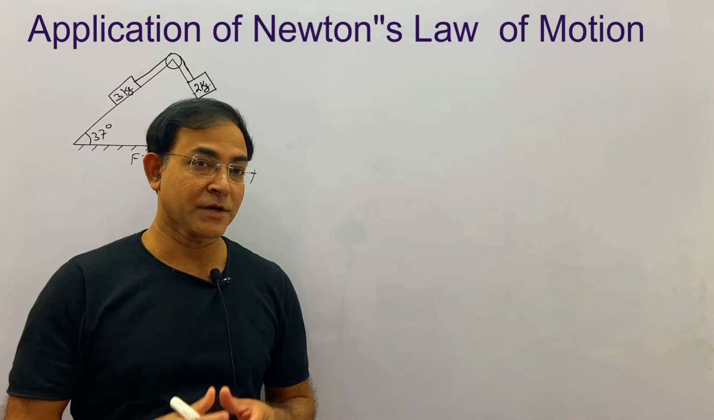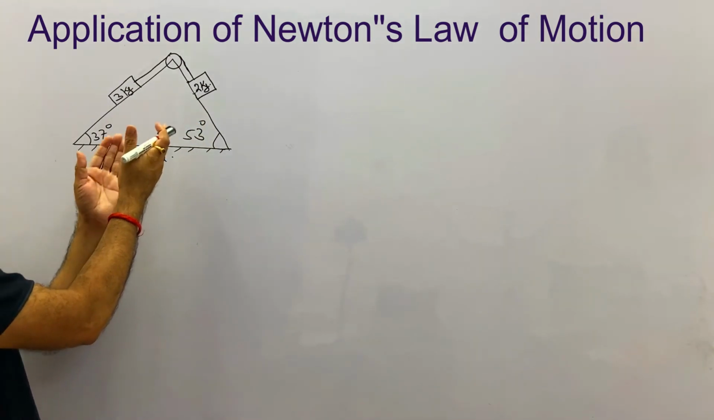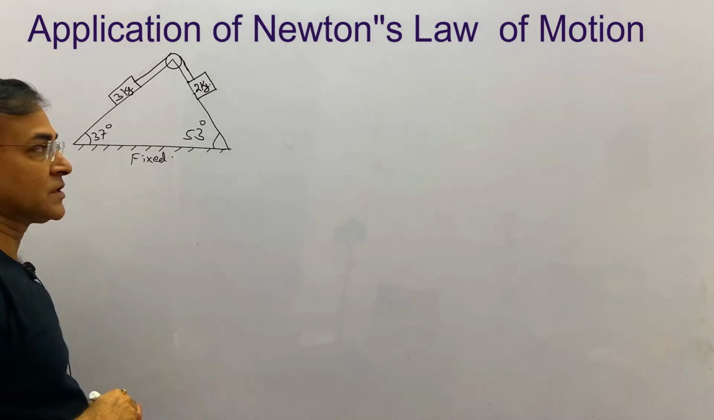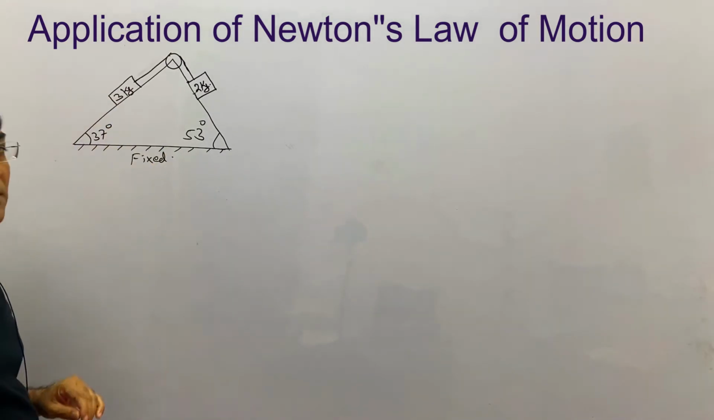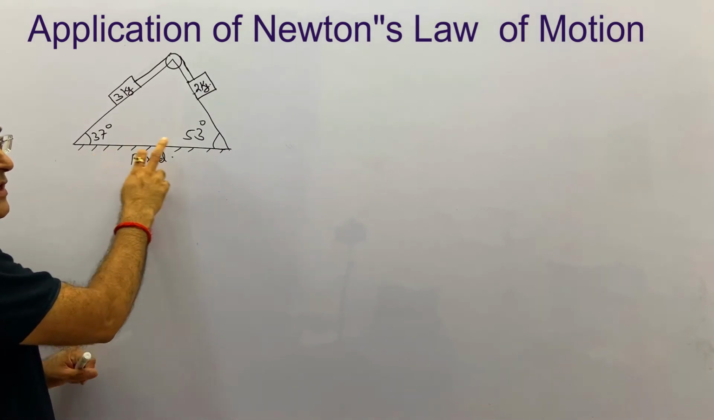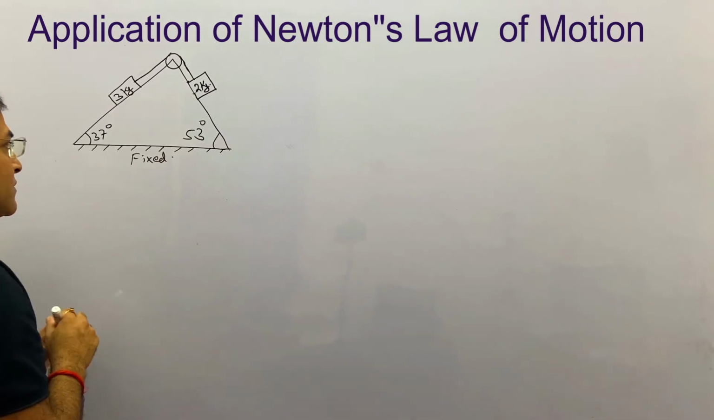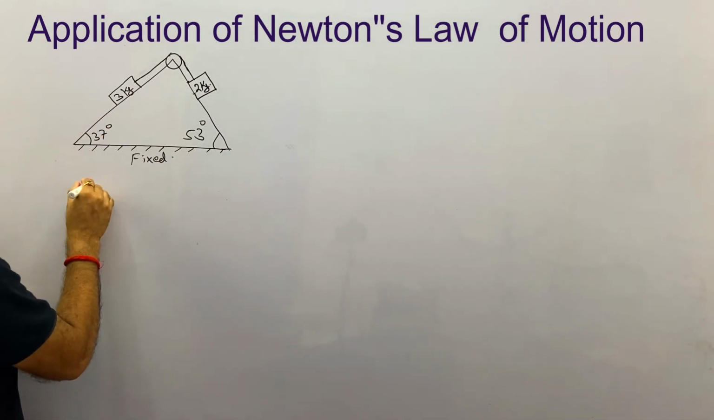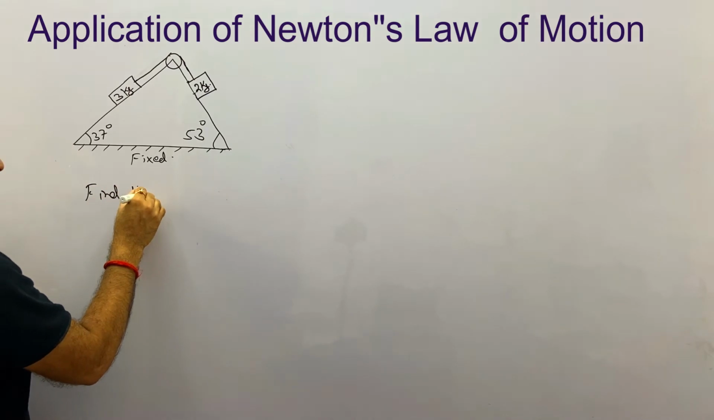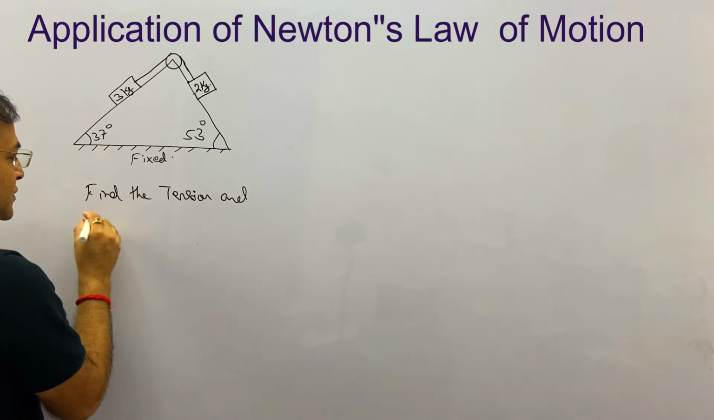This is also a very interesting problem. So you can see there are the same blocks. We are taking the 2 kg and the 3 kg, but the arrangement is a little bit different. The inclination is 37 degree on one side and the other is 53 degree. These are the standard angles and we know the values. Now we have to find the tension and acceleration.